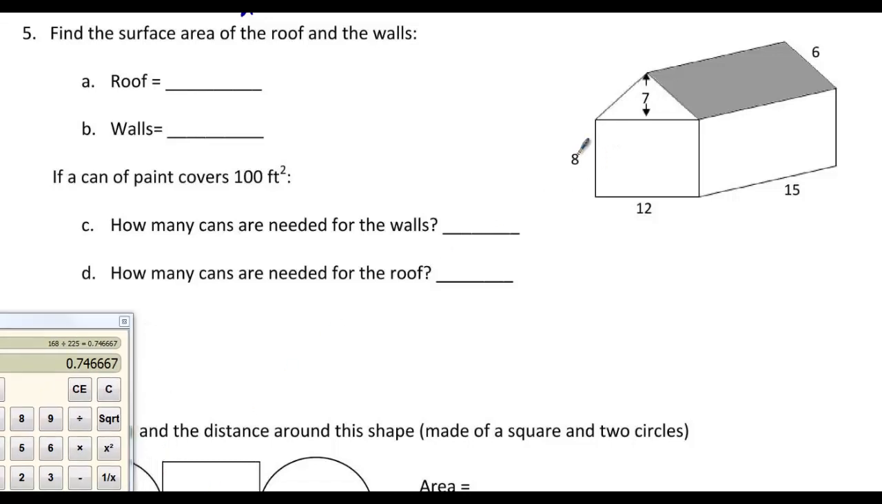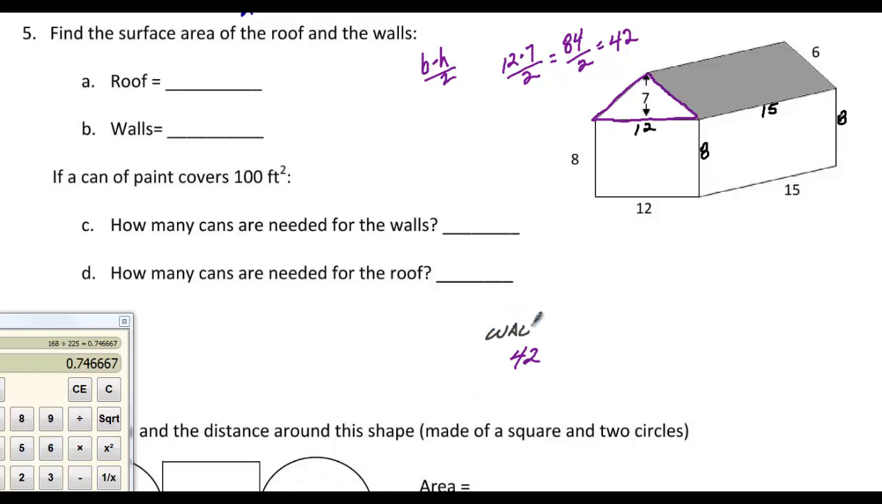So step 1, I'm going to take this 8, move it over there, bring this 15 up, bring this 12 up. Now I have all the parts set, and I can start. I'm going to do this triangle by itself. So I've got 12 times 7 divided by 2. Remember, that's base times height divided by 2. 12 times 7 is 84, divided by 2 is 42. So I've got 42 down here in the category walls I can see.